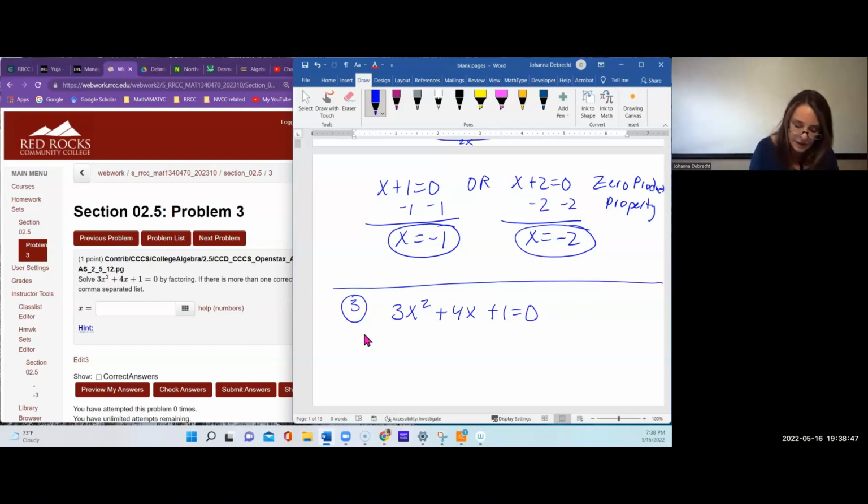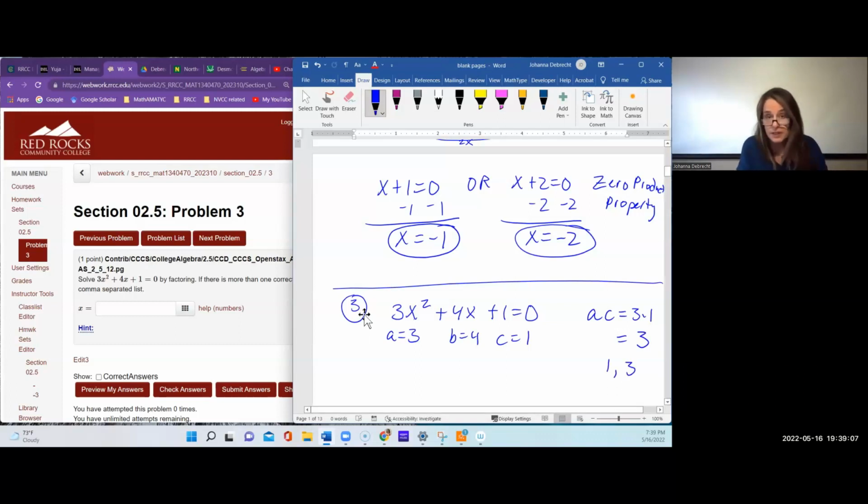On this one, let's notice that we have a equal 3, the coefficient of x squared, b equal 4, the coefficient of x, and c equal 1, the constant, c for constant. When we form AC, we get 3 times 1, which equals 3. Now, the only factors of 3 are 3 and 1, so we have no choice. It's got to be 3x and 1x.